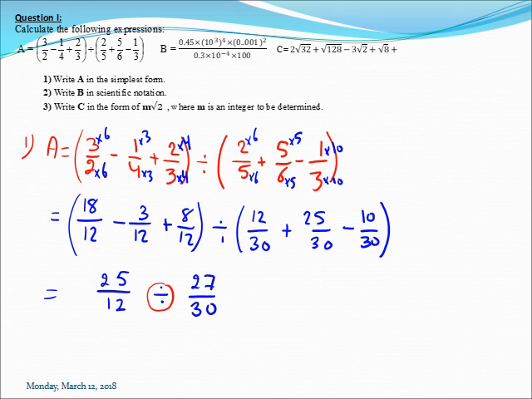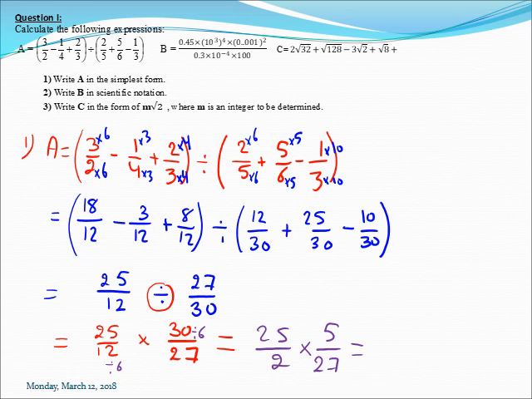Convert divided into times. It's equal to 25 over 12 times 30 over 27. Can we simplify? Yes, we can simplify here by 6 and here by 6 to give 25 over 2 times 5 over 27, equal to 25 times 5, 125, over 2 times 27, 54.